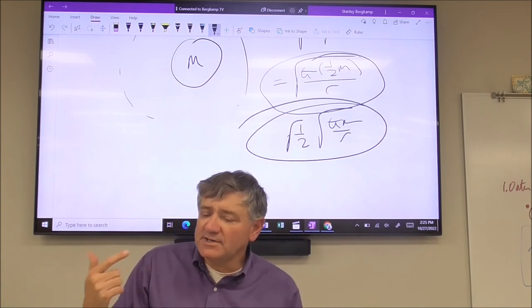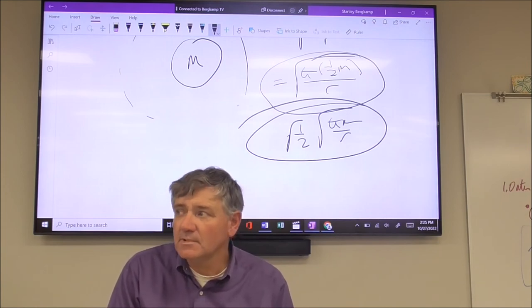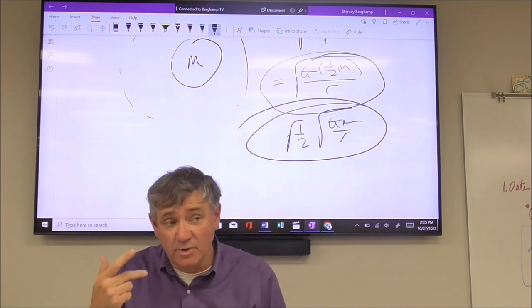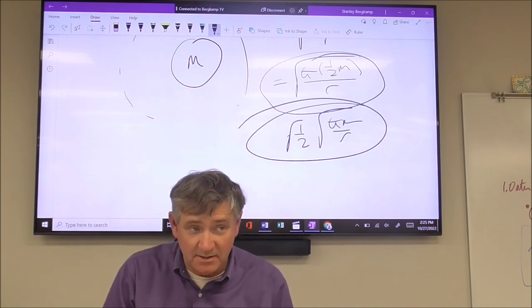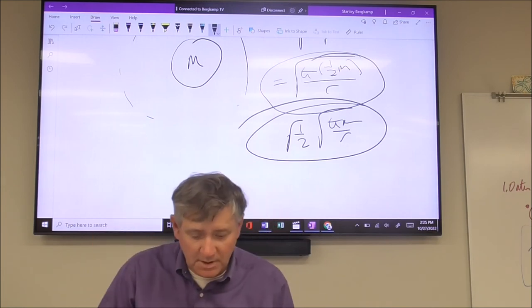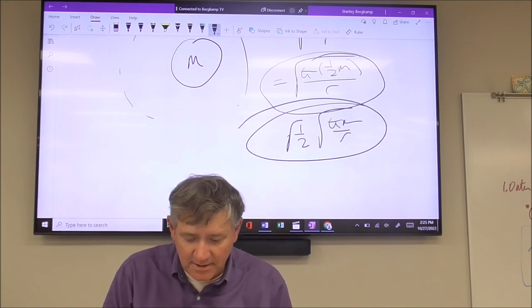Now, what if I doubled the mass of the planet? Then it would increase by the square root of 2. If I actually wanted to double the velocity, I'd have to increase the mass by a factor of 4. Or I could change the universal gravitational constant, which isn't likely.